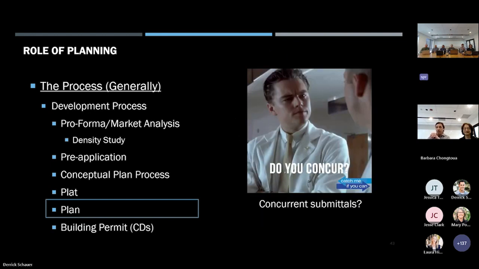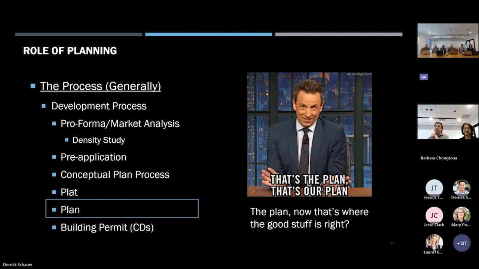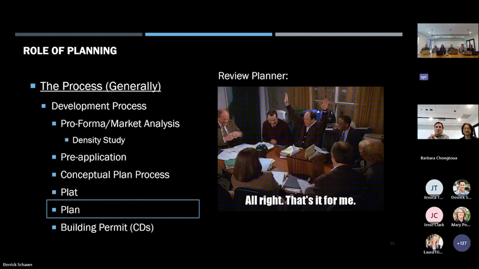It's space allocation again. But what about the rest? Sometimes the plan is done at the same time as the plat. Sometimes the plat is done first. So do we do concurrent submittals where the plan and the plat are talking to each other and making sure that we have everything good? That's our plan. All the stuff is good. We're done. We've got everything that we need in the right spots.